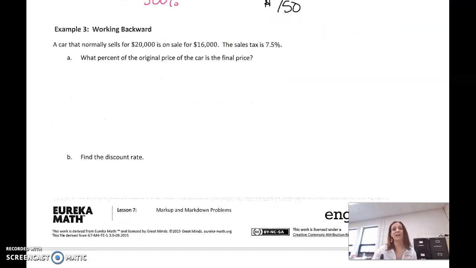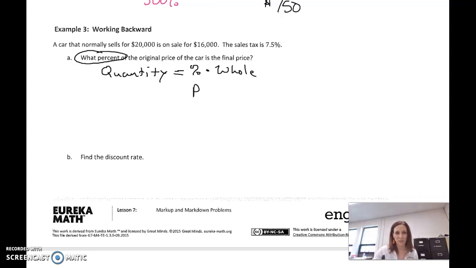Working backward. All right, so what if we know now what it sells for and we want to figure out what it was originally? Okay, we're going to go back to this formula we've been using. Quantity equals percent times whole. Okay, what percent? So we know right away we're looking for the P. What percent of the original price of the car is the final price?